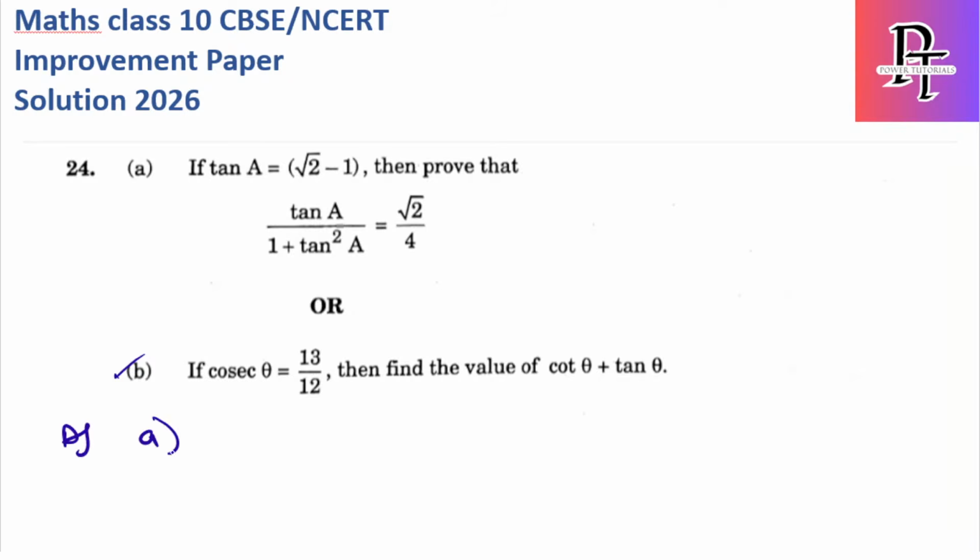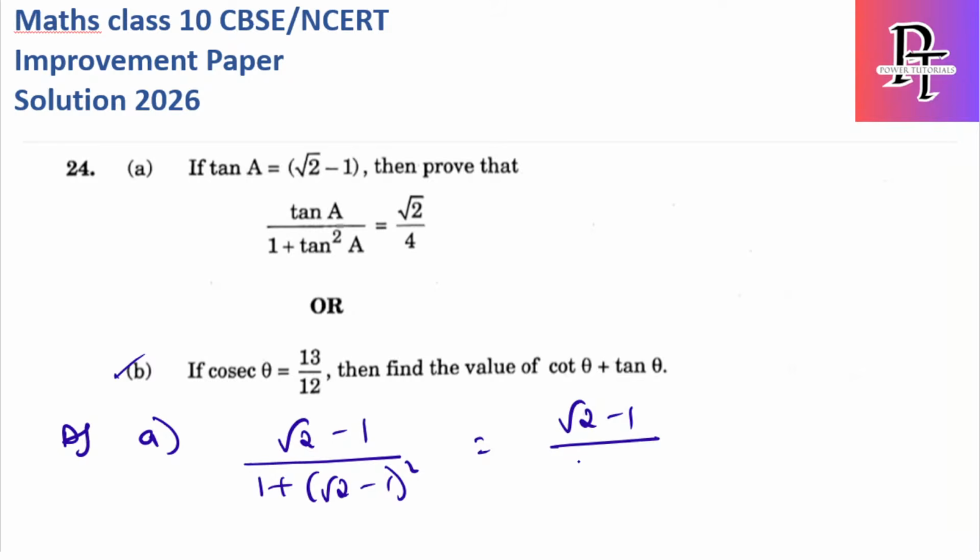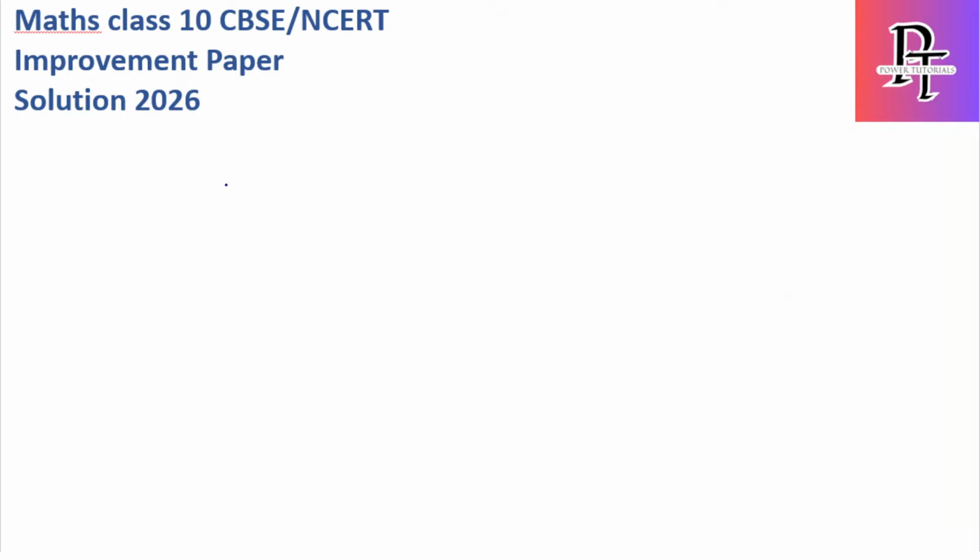So let's solve the first A part. Tan A by 1 plus tan square A. Tan A is root 2 minus 1 by 1 plus root 2 minus 1 whole square. So this will be root 2 minus 1 by 1 plus a minus b whole square, which is a square plus b square minus 2ab. Root 2 square is 2, 1 square is 1, minus 2 root 2. So I will get root 2 minus 1 by 4 minus 2 root 2. If you notice here, in the denominator we don't have a root value, so simply rationalize the denominator. So this becomes root 2 minus 1 by 4 minus 2 root 2 into 4 plus 2 root 2 by 4 plus 2 root 2.